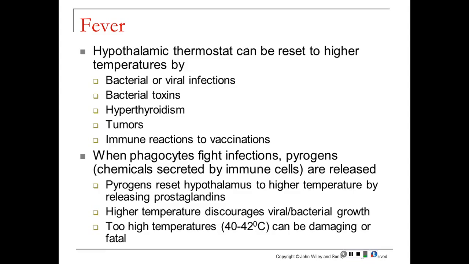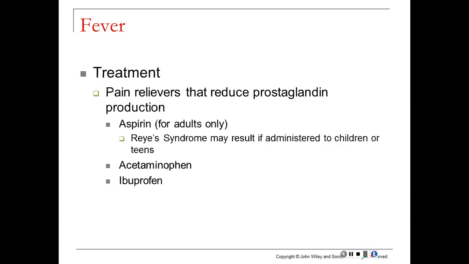A fever would be caused when your hypothalamic thermostat is reset to a higher temperature. This can be caused by bacterial and viral infections, bacterial toxins, hyperthyroidism, tumors, immune reactions to vaccinations. Ultimately, when phagocytes fight infections, pyrogens, which are chemicals secreted by immune cells, are released and they reset that hypothalamus to a higher temperature by releasing substances called prostaglandins. The higher temperature is going to discourage bacterial growth as well as viral growth. Too high temperatures can also be damaging, as of course we know.